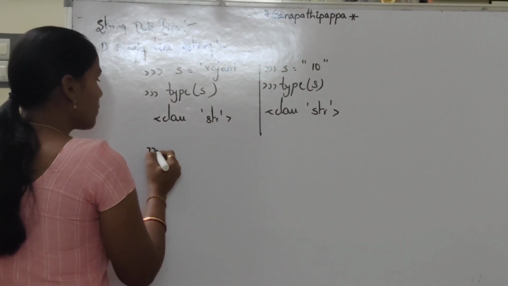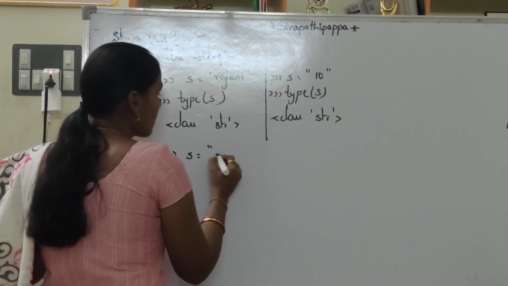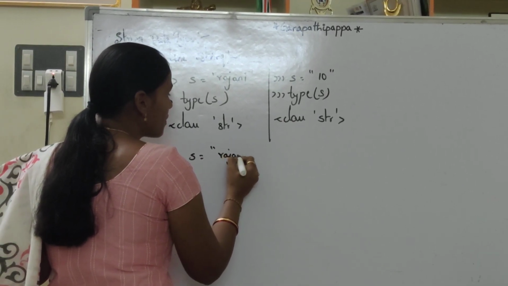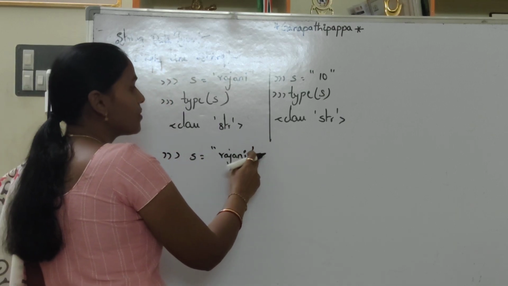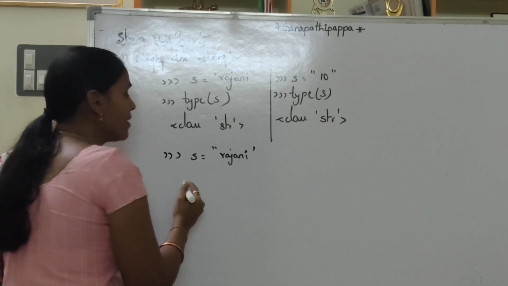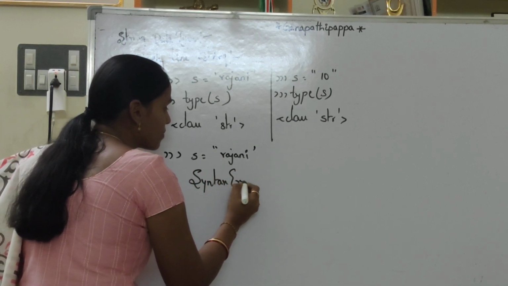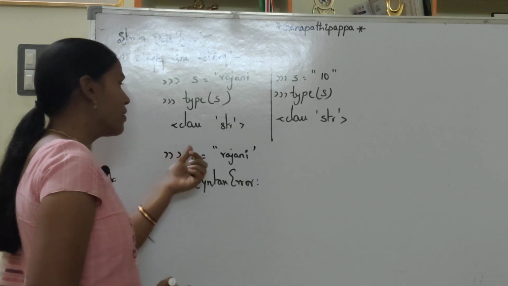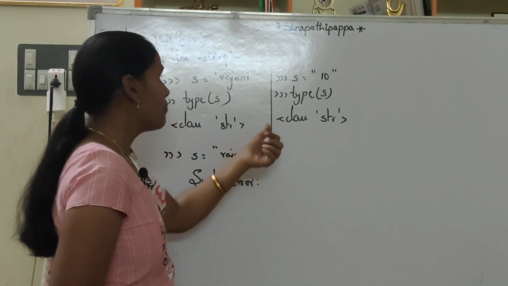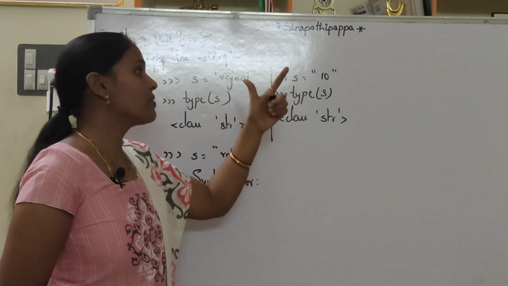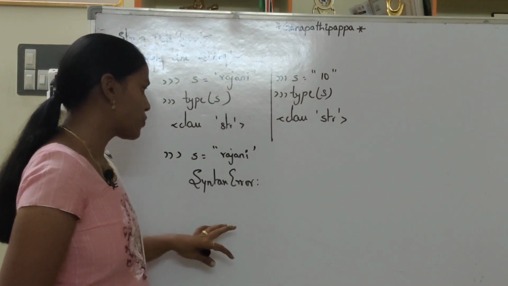If you are taking the opposite, that means s is equal to double quotes and Rajini and single quotes. This is the double quotes and this one is the single quote. Immediately we will get syntax error. Quotes are very important. If you are taking double quotes, compulsory it ends with double quotes. If you start with the single quote, compulsory we should end with single quote. This is the single line string.